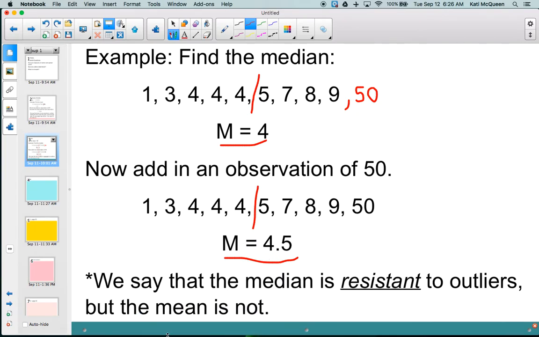So we say that the median is resistant to outliers, but the mean is not. This word resistant is basically just talking about what happened when I threw that outlier in there. So the mean changed a lot, the median barely changed, so the median is resistant. Having that outlier in there didn't really affect it all that much.